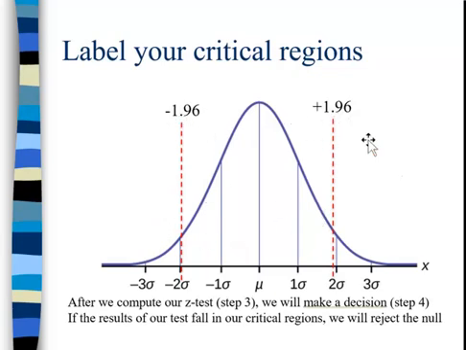So again, if we compute our z-score in step 3, if it falls into these critical areas, then we would reject the null. But if it falls in this big 95% region, we would fail to reject the null.